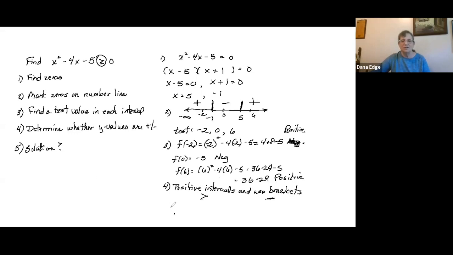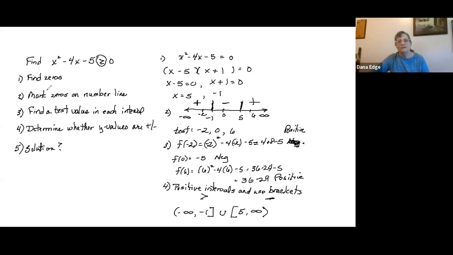So the solution in this case is going to be from -infinity to -1 with a bracket. Union, this one's positive, so 5 to infinity, with a bracket. If this had been less than 0, it would have been from -1 to 5 with parentheses.